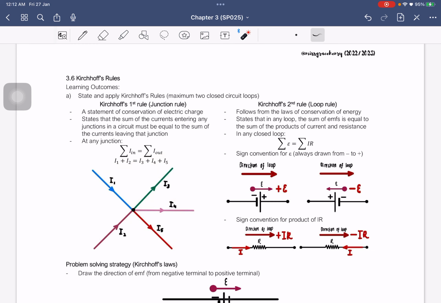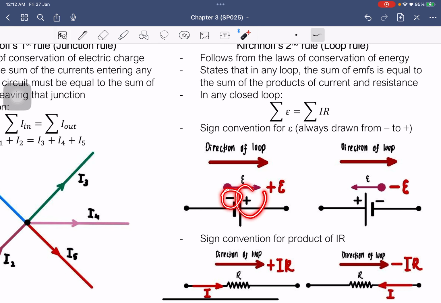Okay, so untuk second rule pula, it is the loop rule. It follows from the law of conservation of energy. It states that in any loop, the summation of EMF is equal to the summation of the product of current and resistance. Okay, so the sign convention untuk EMF, dia ada difference lah. It is always drawn from the negative to the positive terminal lah.